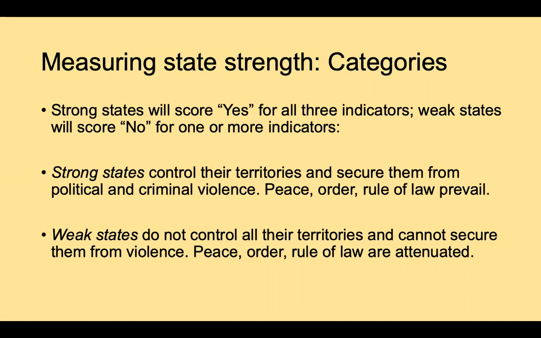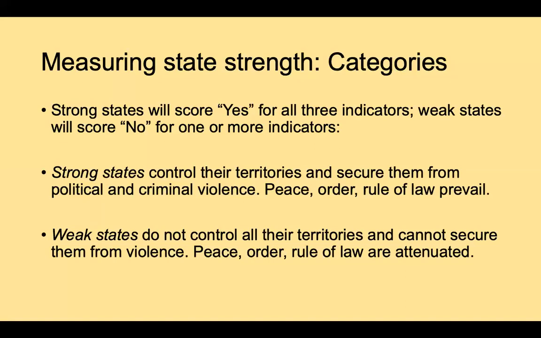Now, weak states, on the other hand, do not control all their territories and cannot secure them from violence. In these places, peace, order, and rule of law are all going to be attenuated. There'll be substantially more violence, non-state violence specifically, that is illegitimate violence, violence exerted and used by actors who are not state actors and who do not have the legitimate authority to use violence. So these weak states will be very different from these strong states.